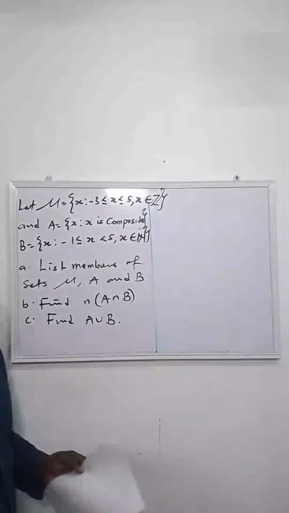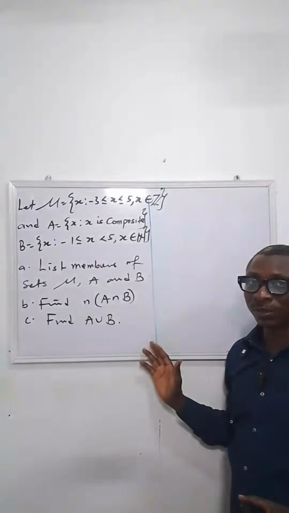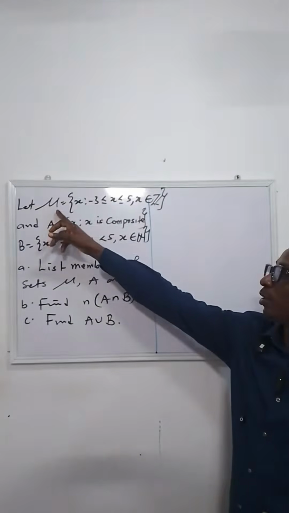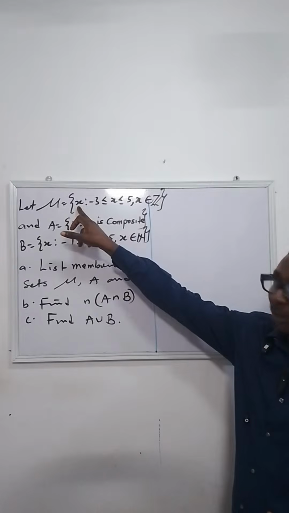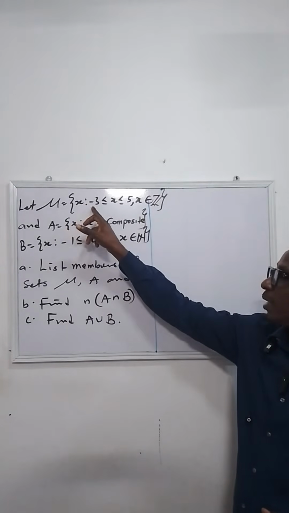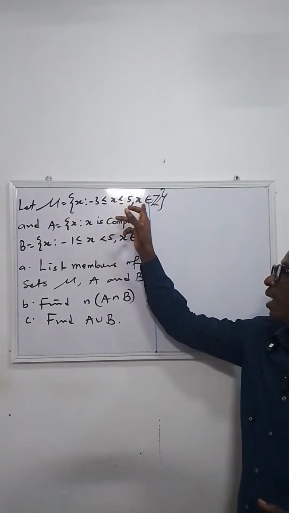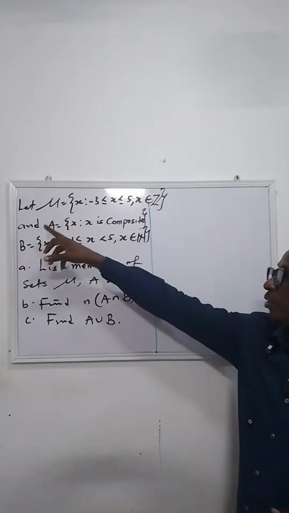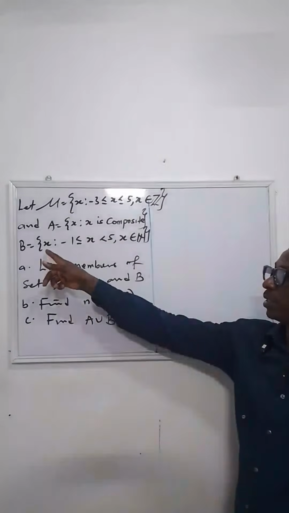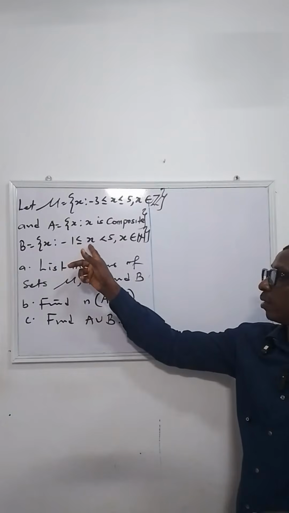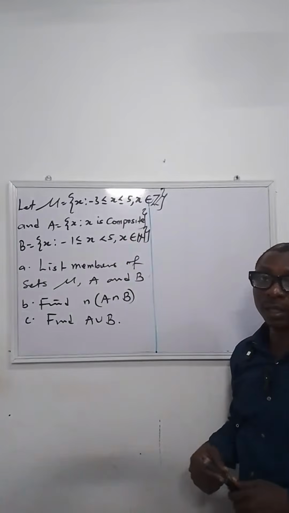I hope we can see the question on the board. So how do we solve this problem? Now this question is under set theory. We are given that U happens to be the universal set. It will be the set of x such that negative 3 is less than or equal to x, less than or equal to 5, where x is a member of integer. And A is the set of x such that x is composite. Also B is the set of x such that negative 1 is less than or equal to x, less than 5, where x is a natural number.